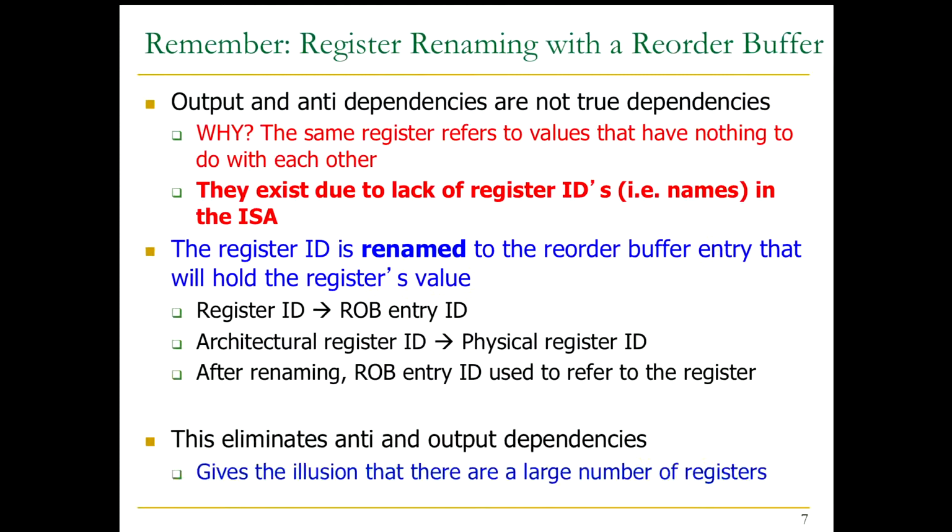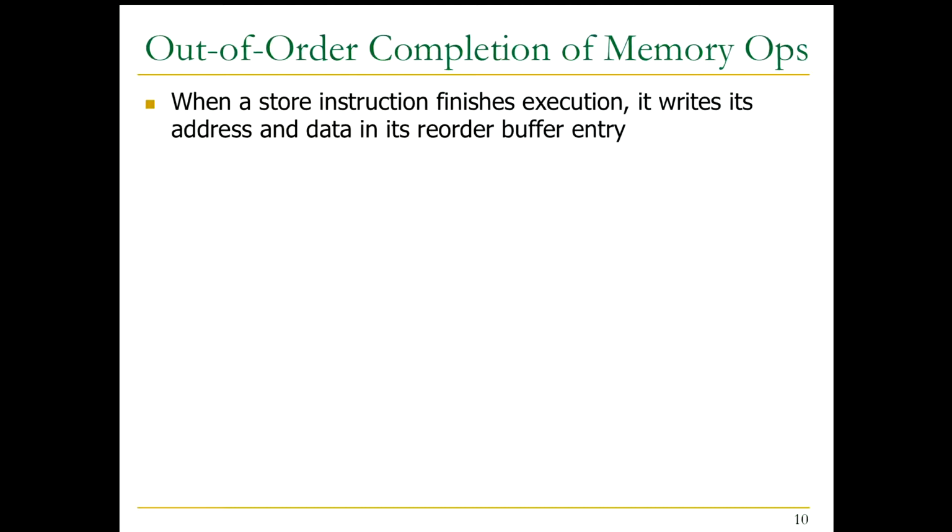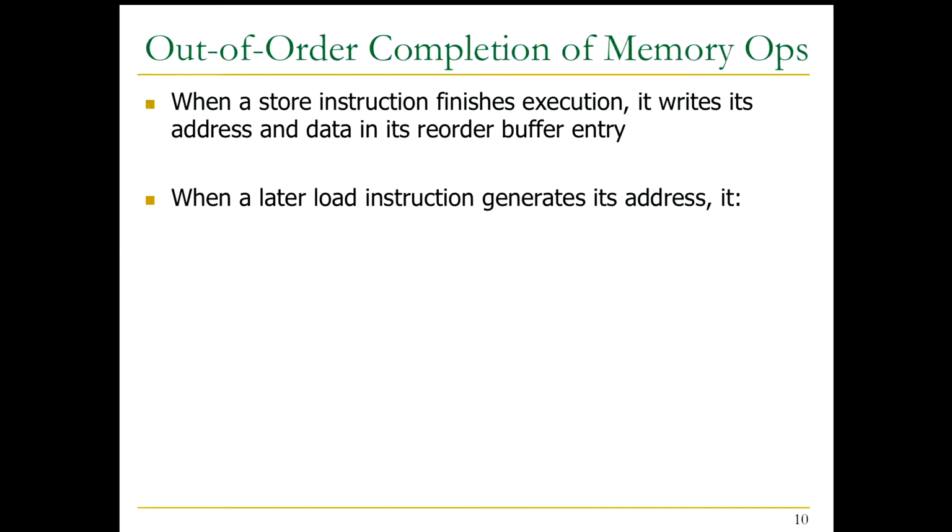Let's go back. Basically, when a store instruction finishes its execution, that's one problem. But that's actually a more difficult problem than what's over here. Basically, when a store instruction finishes execution, it writes its address and data in its reorder buffer entry. Let's assume that you finished that store instruction. You know its address and data. When a later instruction, a later load instruction, generates its address, how does it get the data?